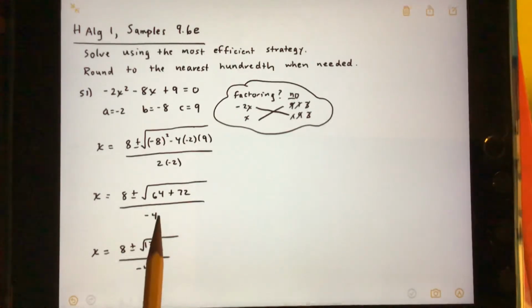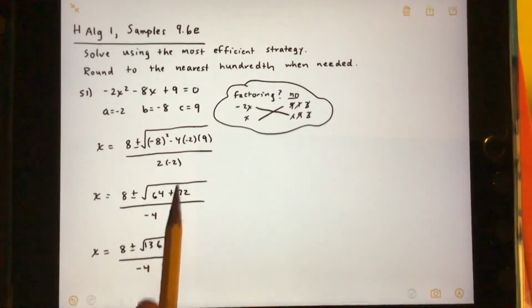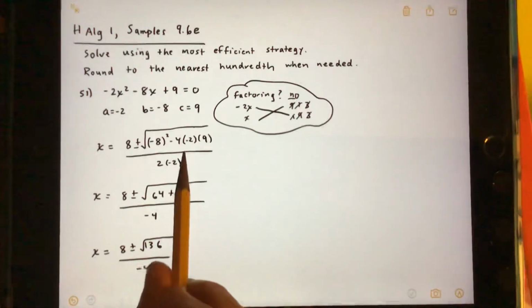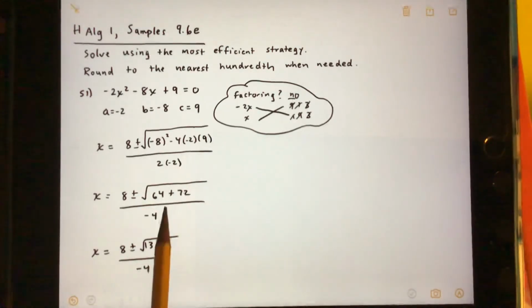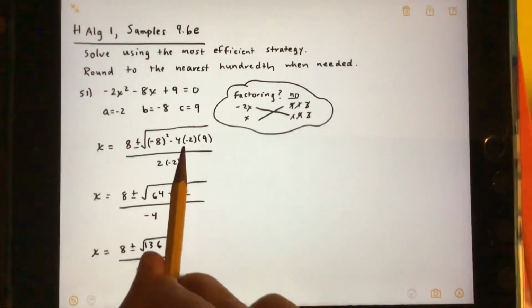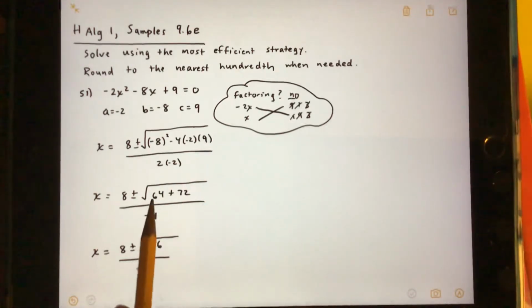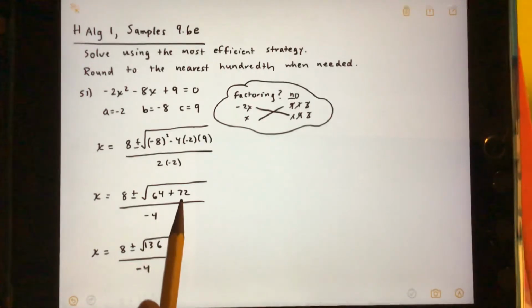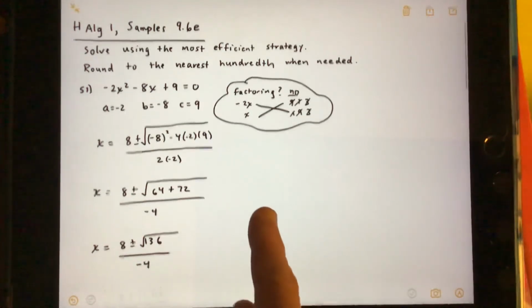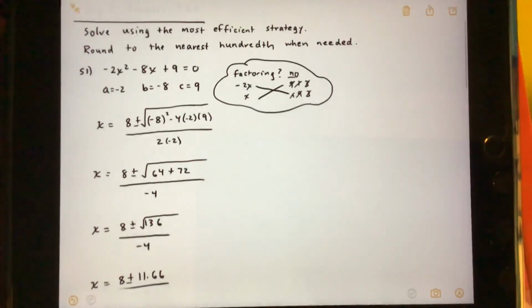All right, then we're going to simplify into the radical next. Negative 8 squared is 64. And then we're subtracting a negative here, so that means we're going to end up adding. So we simply think 4 times 2 times 9. 4 times 2 is 8, times 9 is 72. So we're going to add 64 plus 72 in the radical. And in the denominator, 2 times negative 2 is negative 4. Notice that our flow is down our paper. We're going to continue to use that format so it's clear that we're using a series of steps to lead to our final conclusion in a very systematic way.